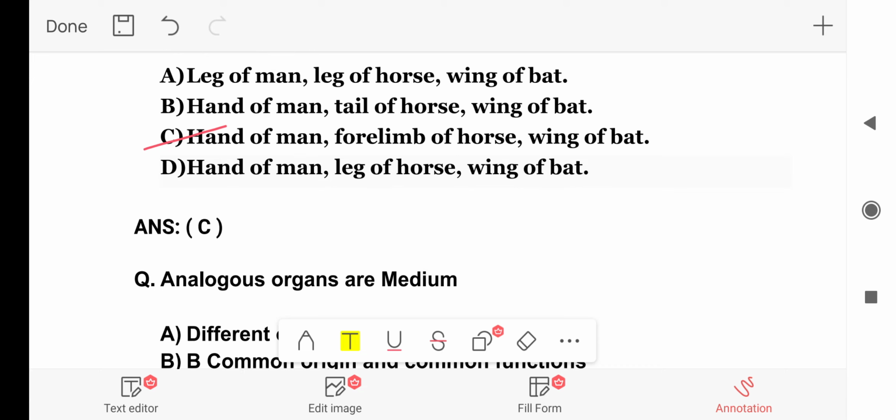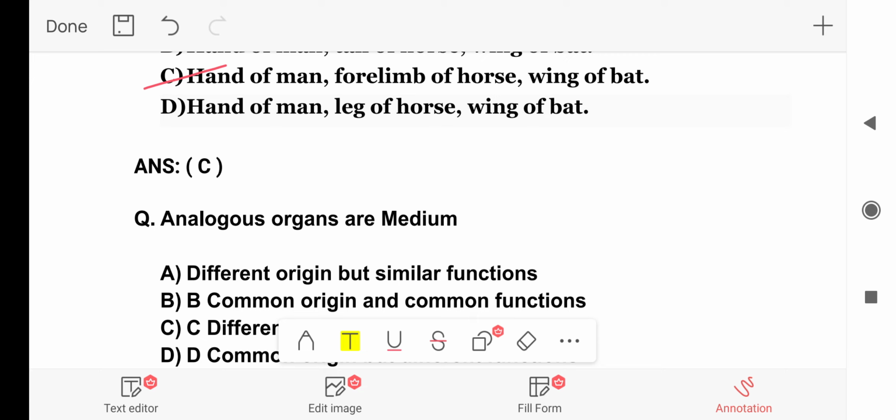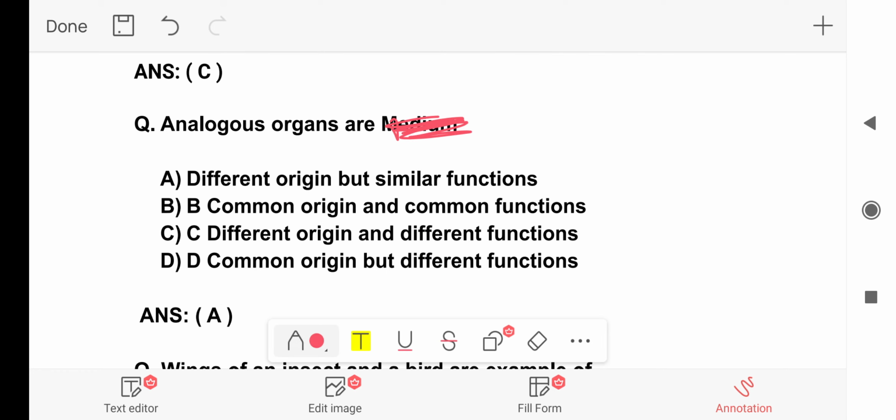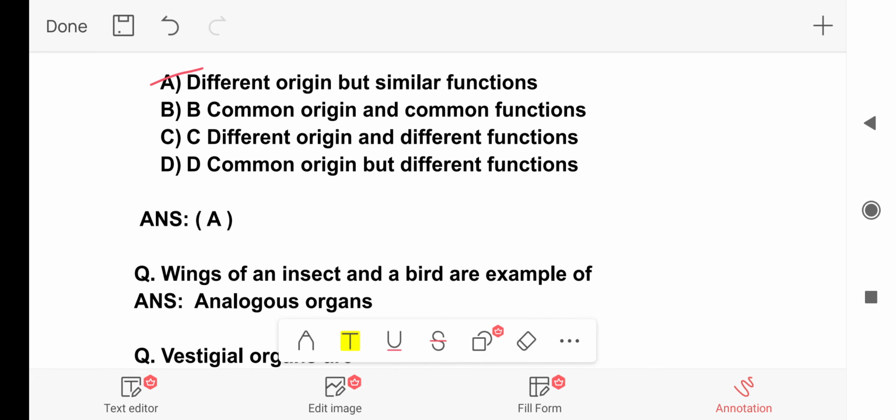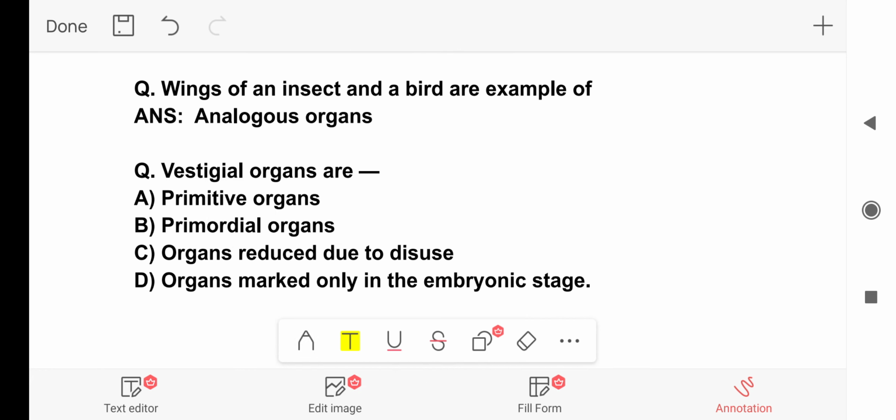These are homologous organs. Next, analogous organs are, and the options are: A, different origin but similar functions. Option B, common origin and common function. Option C, different origin and different function. Option D, common origin but different functions. The answer is analogous organs have different origin but similar function. Next, wings of an insect and bird are an example of analogous organs.